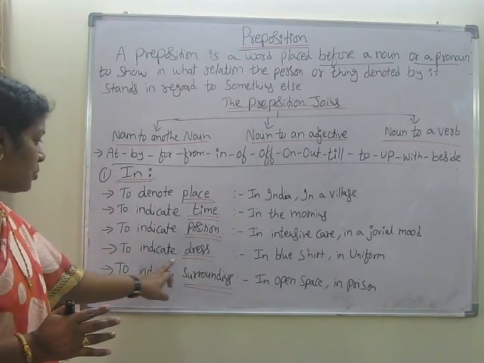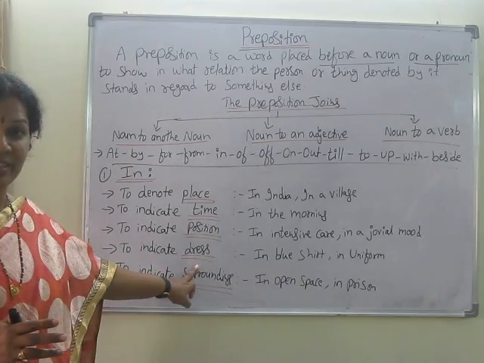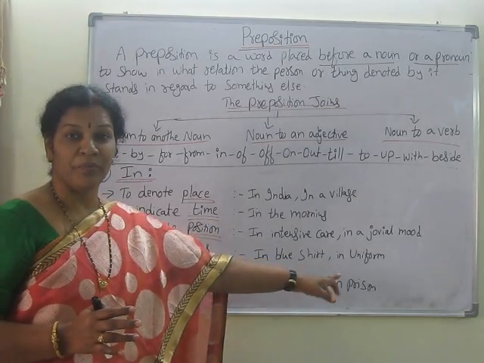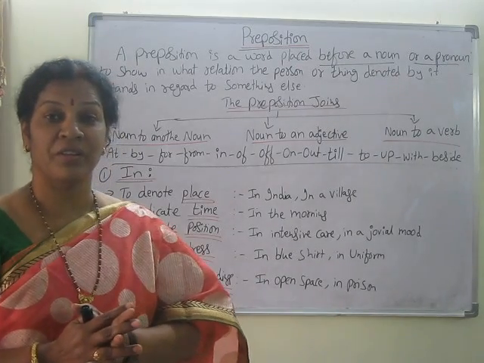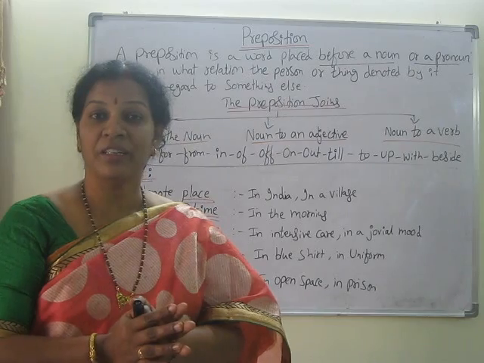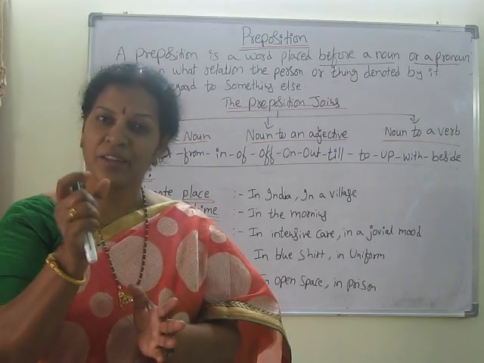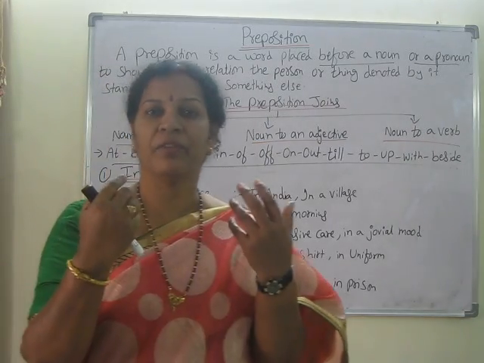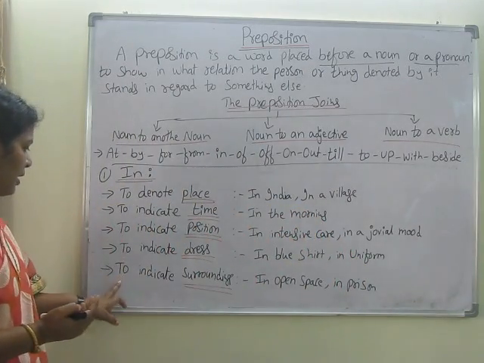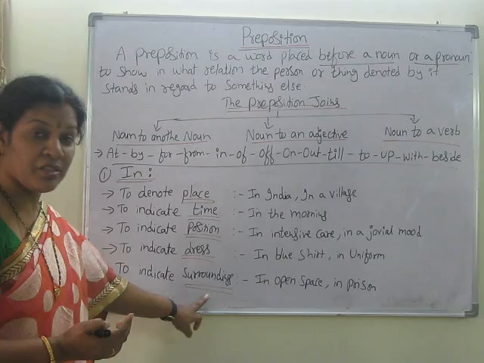And the next one is to indicate dress. In a blue shirt. In uniform. I was in a blue shirt. She came in a sari. She came in a dress. Any kind of dress, if you want to mention the dress, we can use in. The next one is to indicate surroundings.